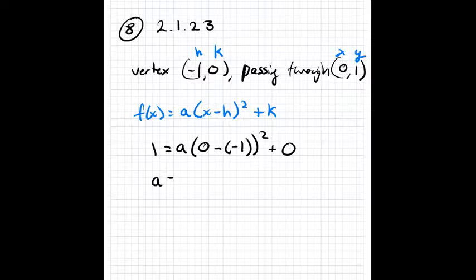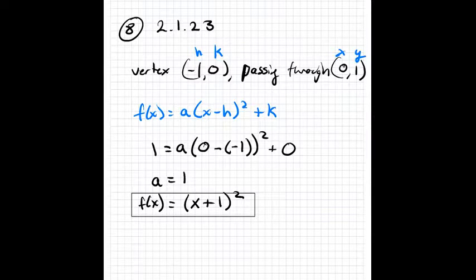Okay. So that means our function, we're going to have f of x equals x. What's our h again? Our h is -1, so it's going to be x plus 1 squared, and that's it, because our k is 0.